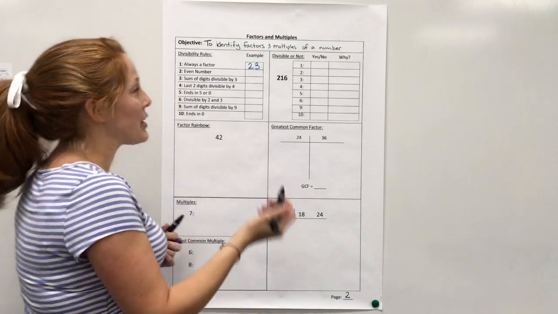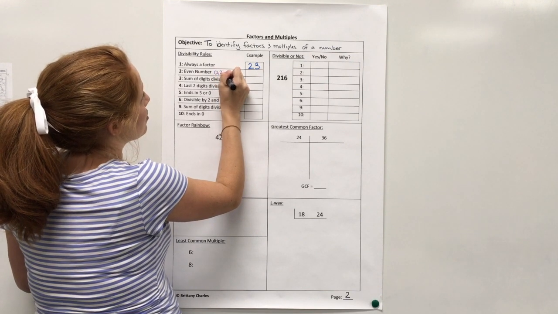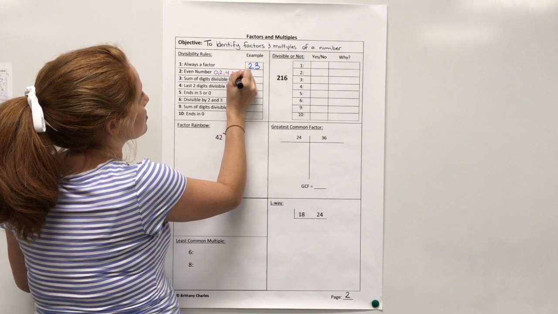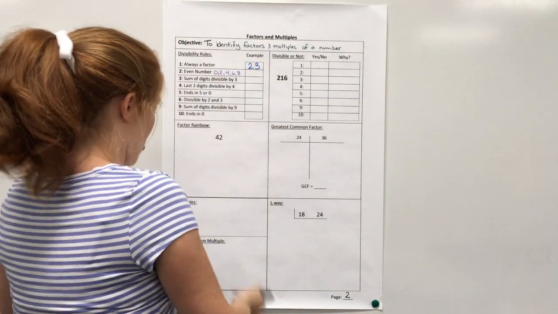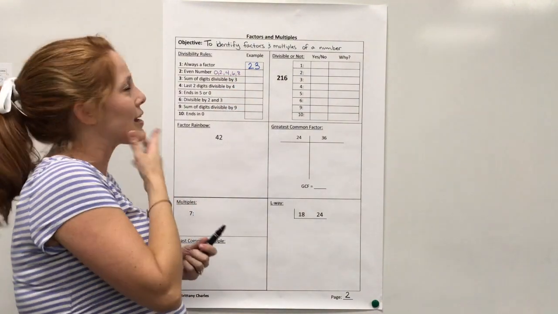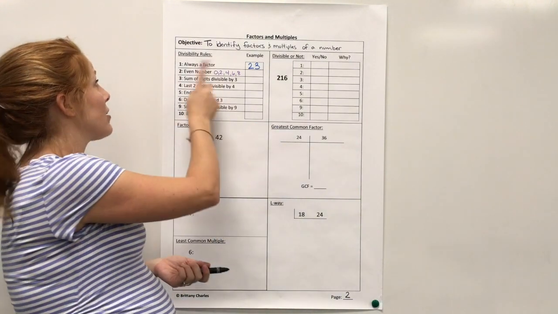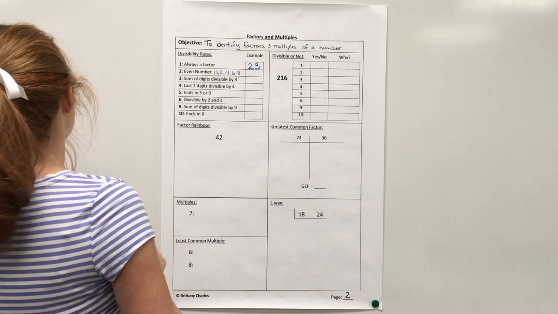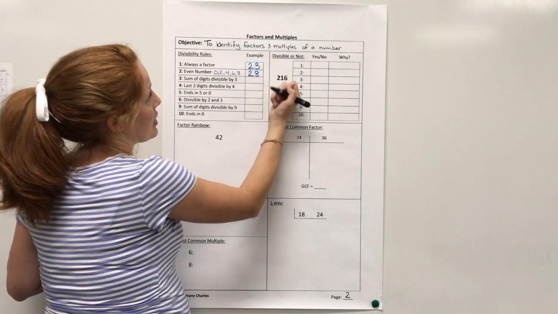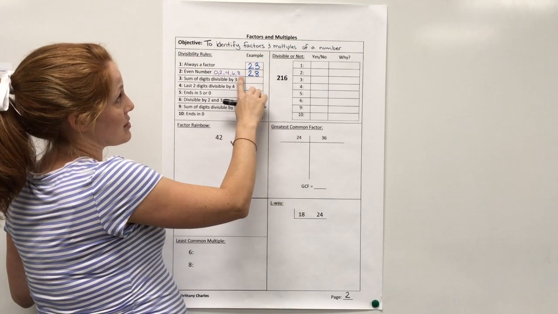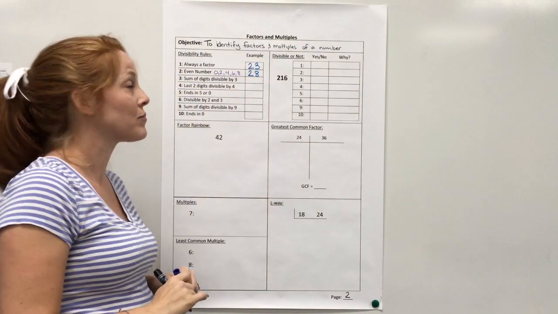Well, what does even mean? That means that it ends in a 0, 2, 4, 6, or 8. So go ahead and write that on there. Okay? So I can just think of a number that ends in a 0, 2, 4, 6, or 8, and I know that 2 will be a factor. So I'm going to go ahead and pick 28. It ends in an 8, and 8 is even, so I know 2 will divide into 28 evenly.